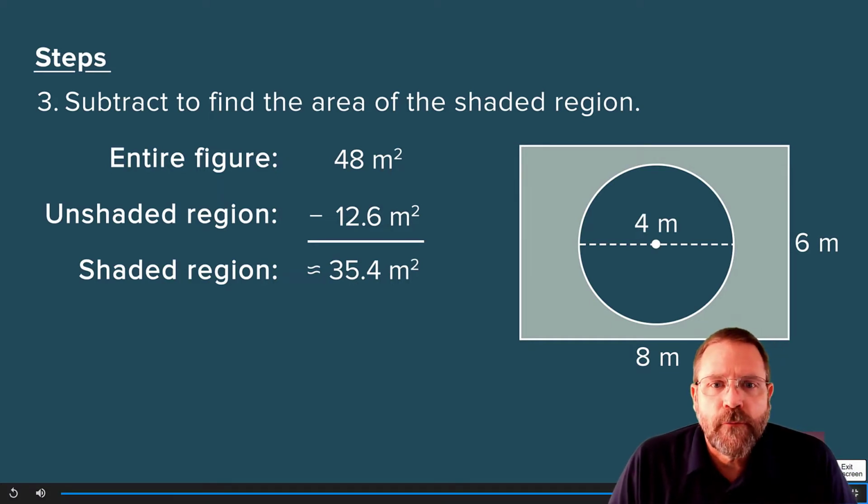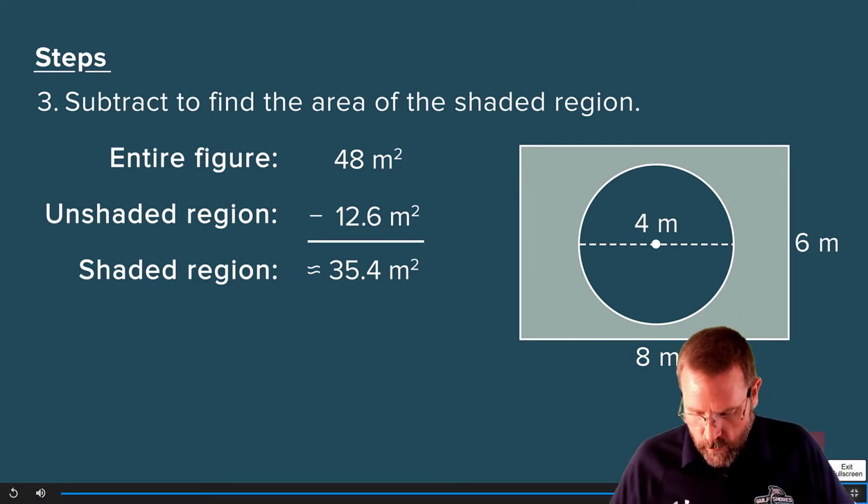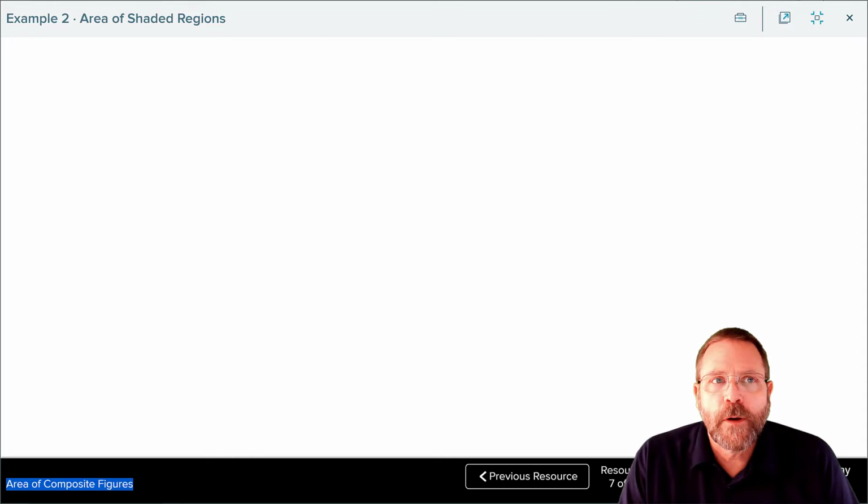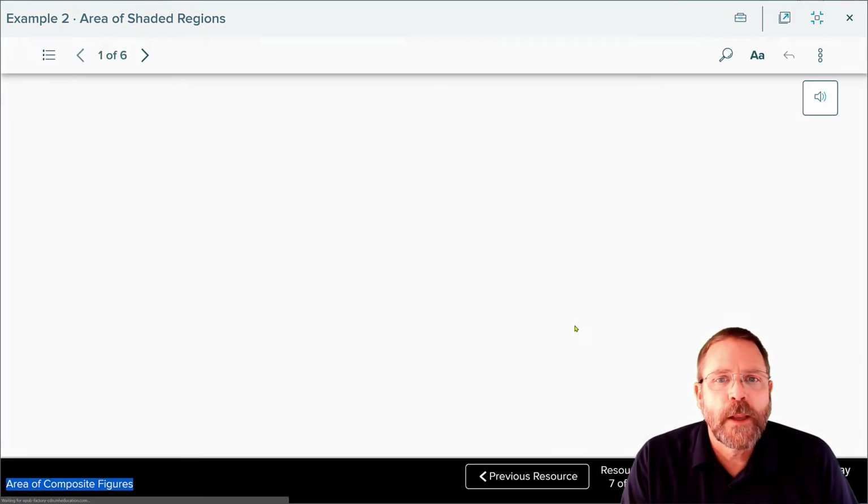Alright, that's pretty straightforward. Enjoyed some peaches while we were watching that. Let's see what we can do on these type of problems ourselves. For example 2, we're going to be looking at the area of a shaded region, and it's coming up.